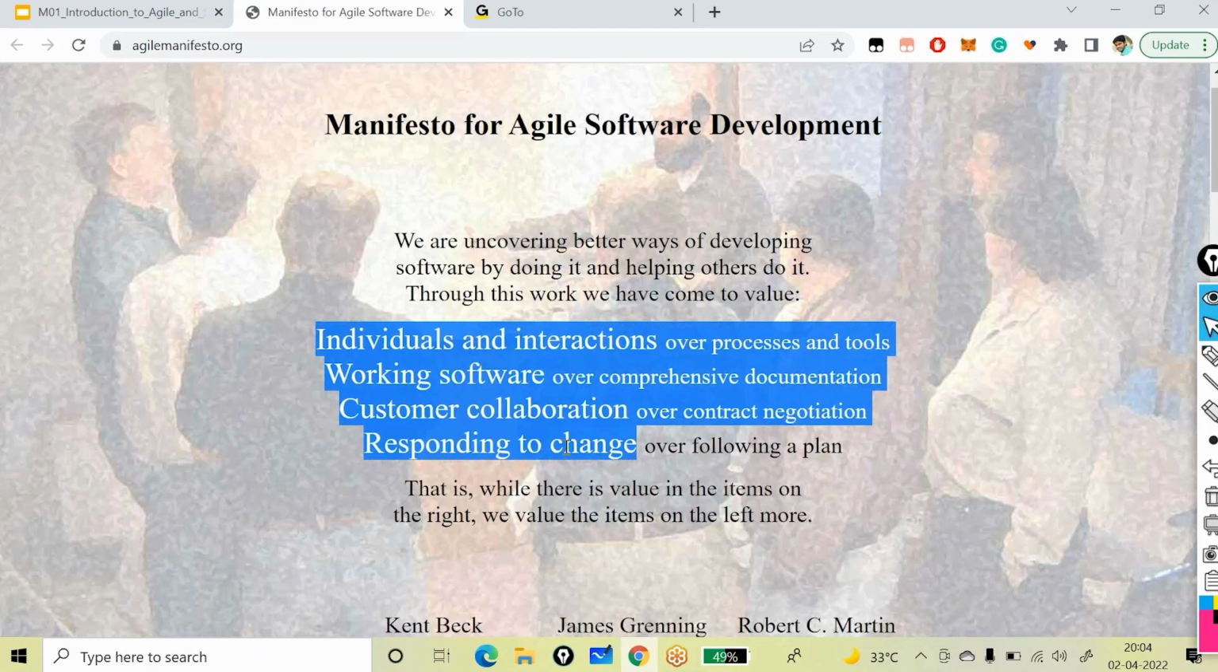This is how the 17 developers came up with the 4 values, and along with this there are also principles.